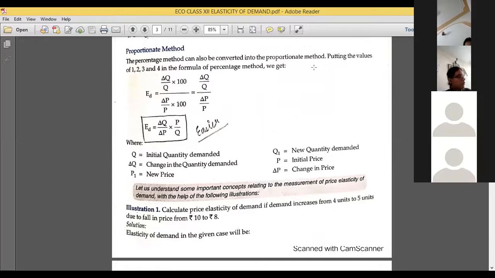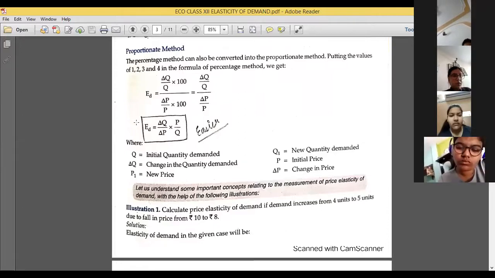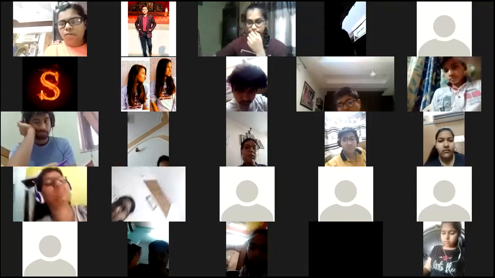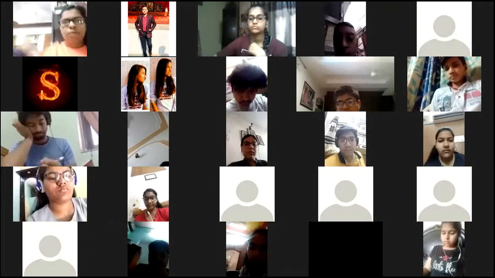So, in the last way, ED ka formula kya tha? Delta Q upon delta P into P upon Q. Whereas delta Q is change in quantity, delta P is change in price, P is original price, and Q is original quantity. Alright? This topic we have covered till now. Ye humne abhi kiya hai. Kisi ko doubt? Any doubt to anyone regarding this topic?